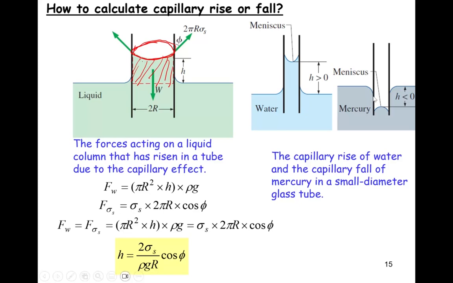Okay, how do we do this for mercury? Same way. However, this angle is greater than 90, and then this one would obviously be negative, because this would be a negative value and it would be bad. It's the same, no difference between the two. So this is how we can estimate the capillary rise.